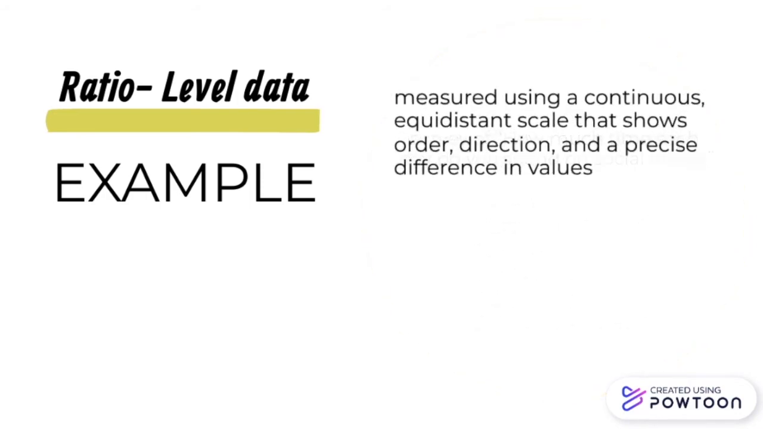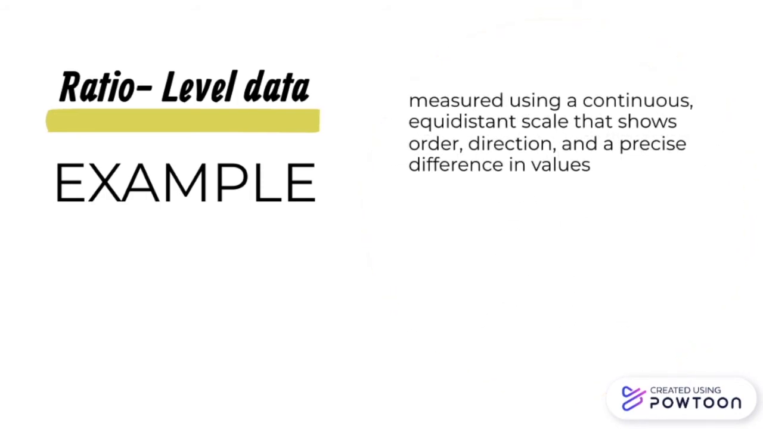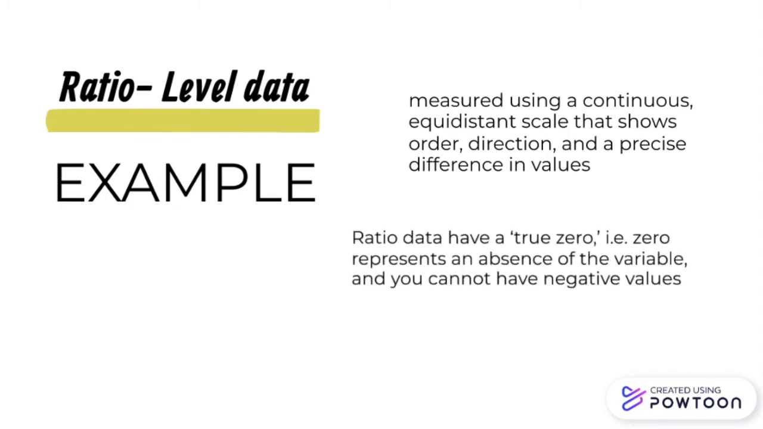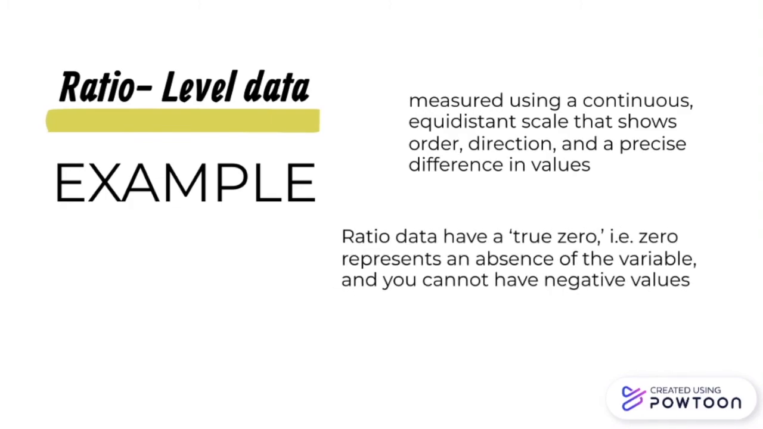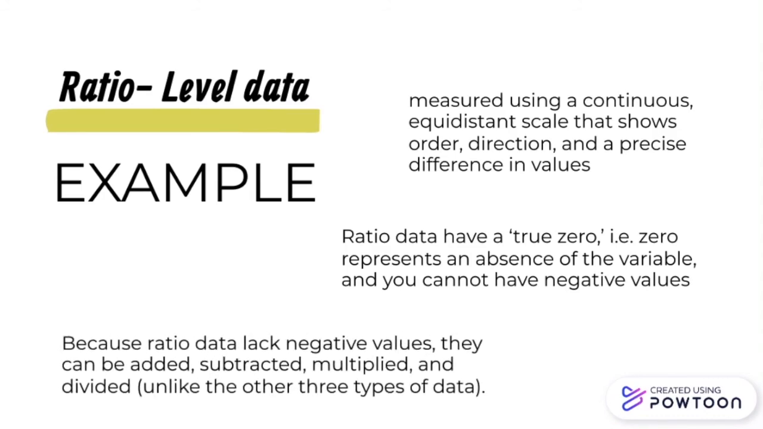So, based on the example, you can identify that ratio level data are measured using a continuous, equidistant scale that shows order, direction, and a precise difference in values. Ratio data have a true zero. Zero represents an absence of the variable, and you cannot have negative values. Because ratio data lack negative values, they can be added, subtracted, multiplied, and divided, unlike the other three types of data.